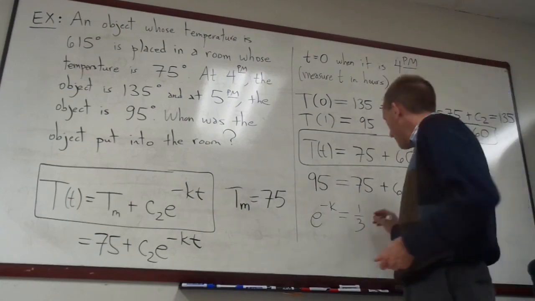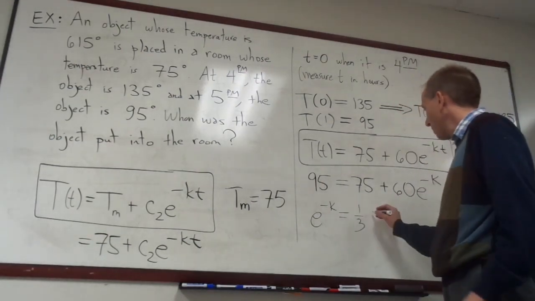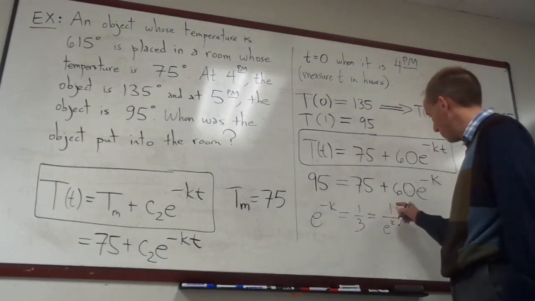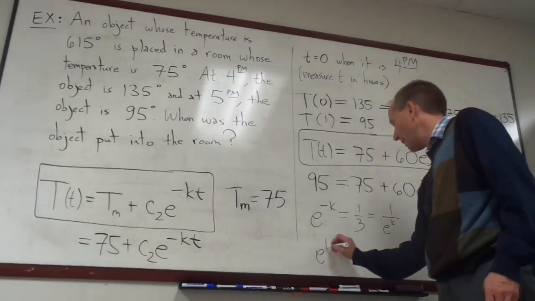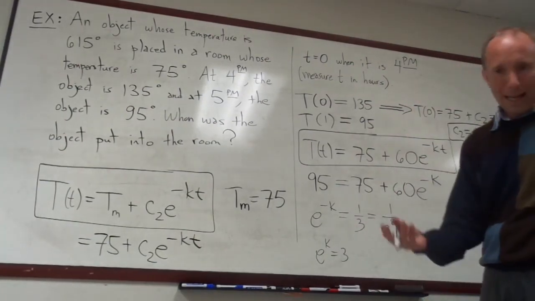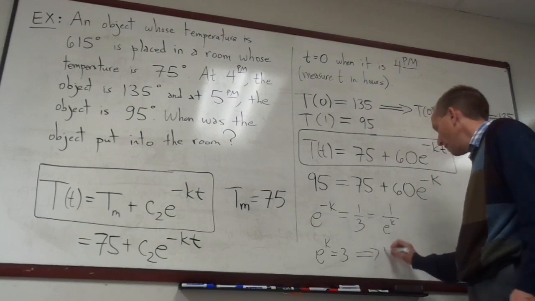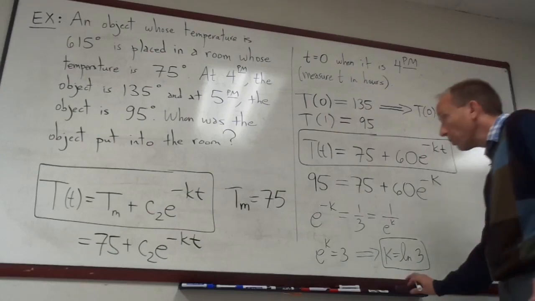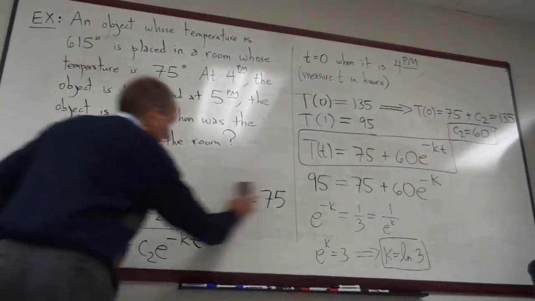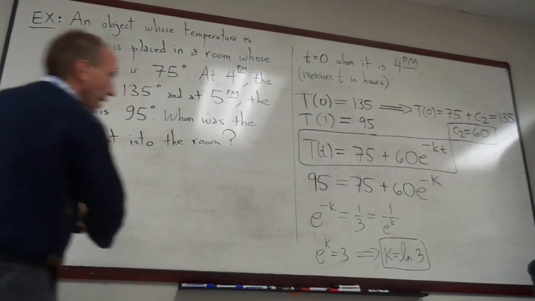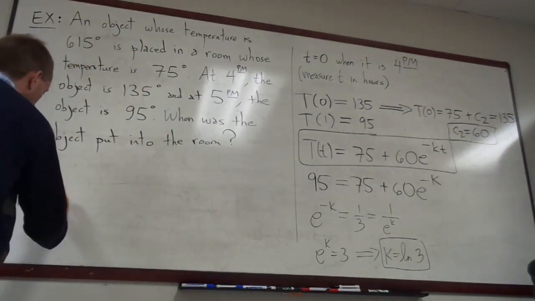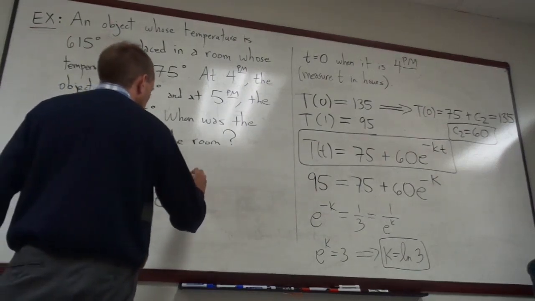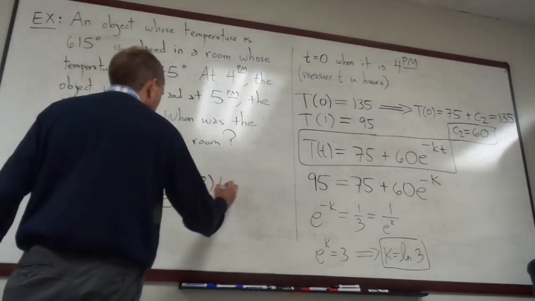There are many ways to solve this, but one way to look at it is that e to the negative k is really just 1 over e to the k. So then you can see e to the k is equal to 3, so you just take the ln of both sides, and you get that k is equal to the ln of 3. So what we have then, let's come back over here and write down the temperature function. We've solved all of the constants now: 75 plus 60 e to the negative ln of 3 times t.